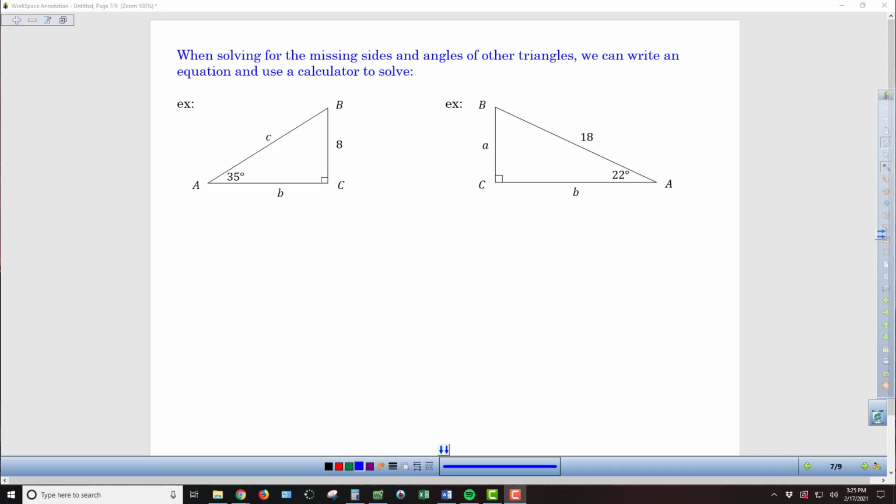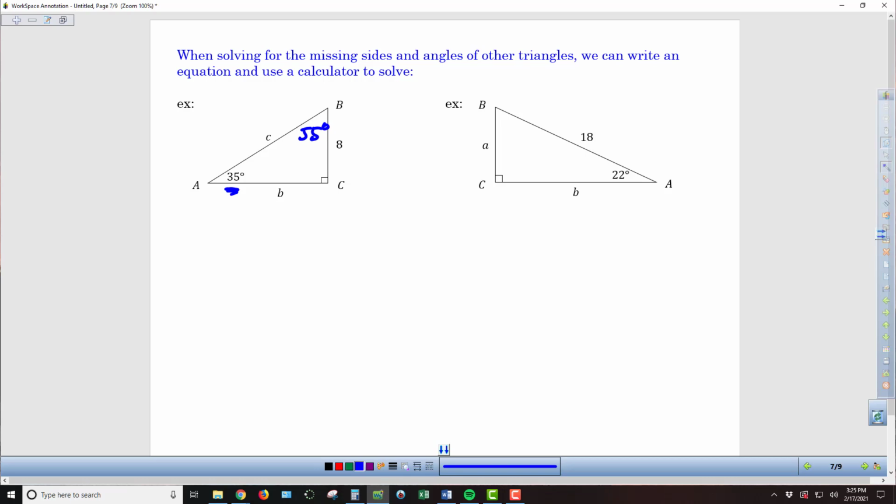For missing sides and angles of right triangles that are not of our special type, the 45, 45, 90, and the 30, 60, 90, we're going to have to use our trigonometric ratios to set up an equation to solve. So in this example here, we have a 35-degree angle here. So subtracting 90 minus 35, we can figure out that this angle up here is 55 degrees. So we've got the angles, now we want to get the missing sides.